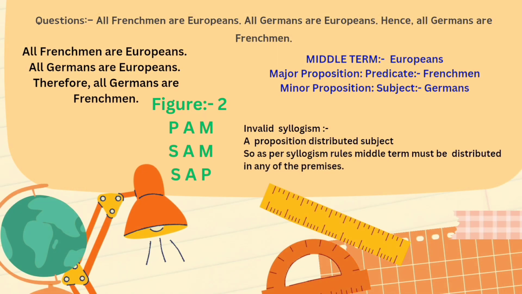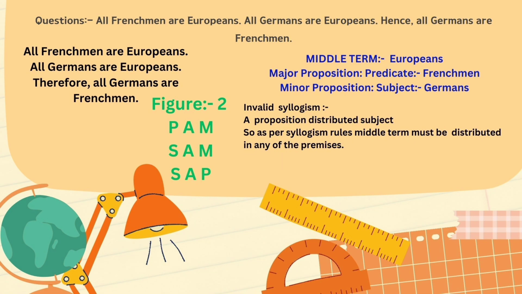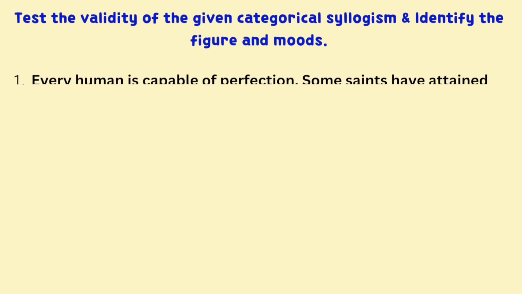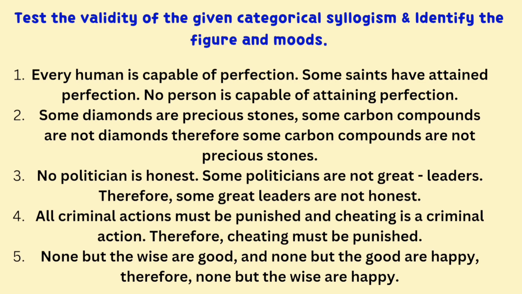Second question. All Frenchmen are Europeans. All Germans are Europeans. Hence, all Germans are Frenchmen. Here, middle term is Europeans. Major proposition is Frenchmen. And minor proposition is Germans. Here figure form 2. And mood is AAA. Here, this syllogism is invalid because A proposition distributes its subject. So as per syllogism rules middle term must be distributed in any of the premises. So legal hustlers, solve this question and write the answer in the comment box.